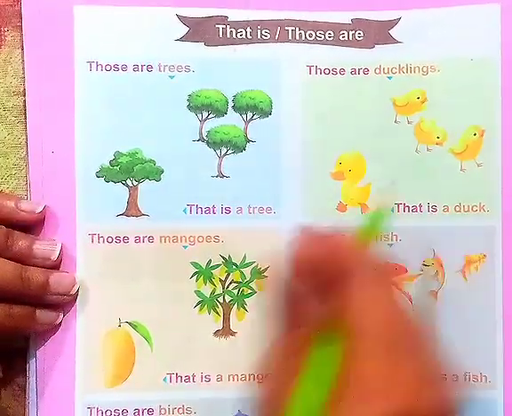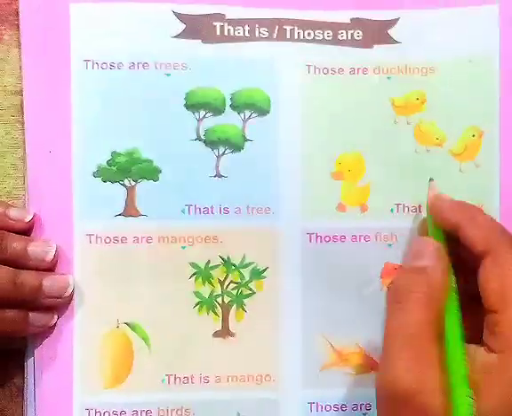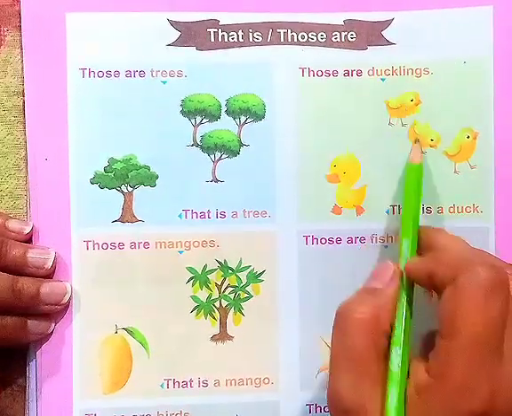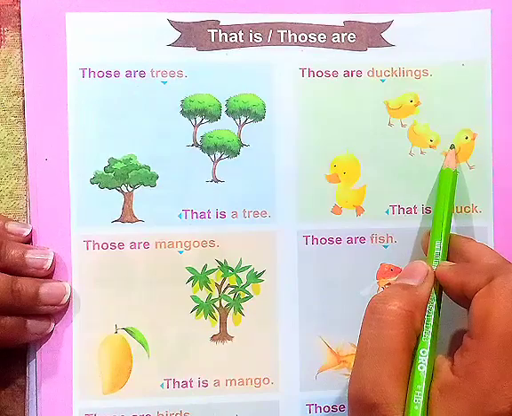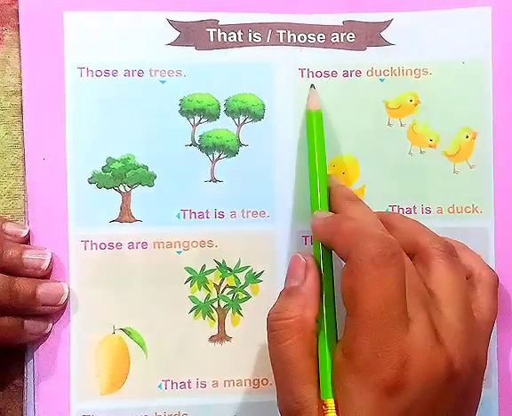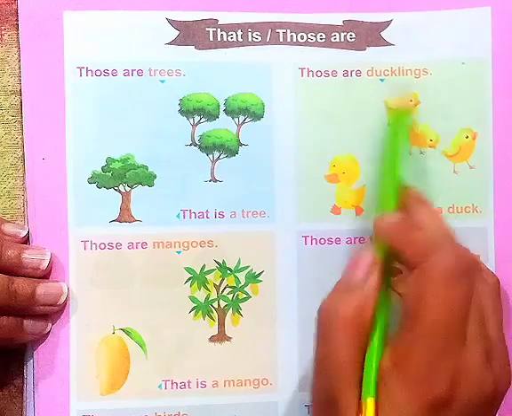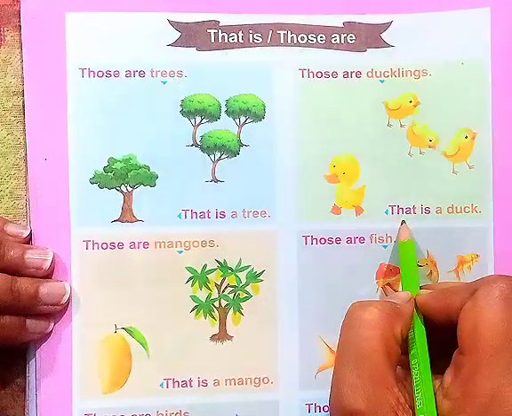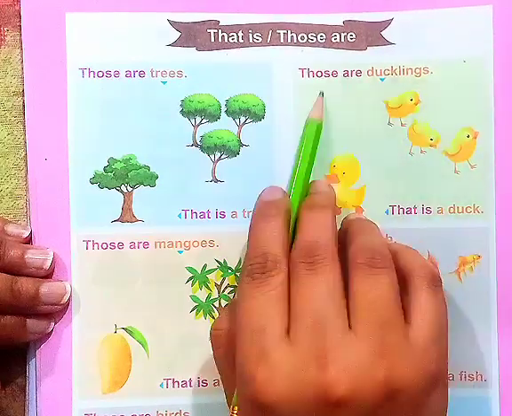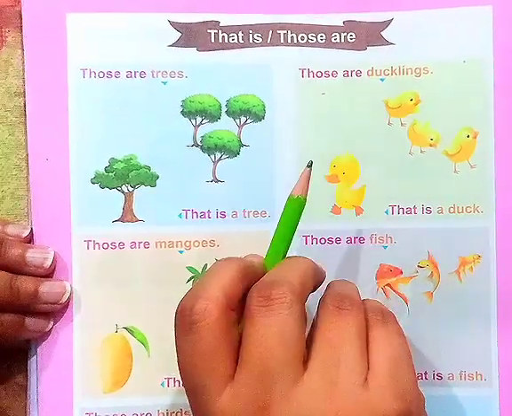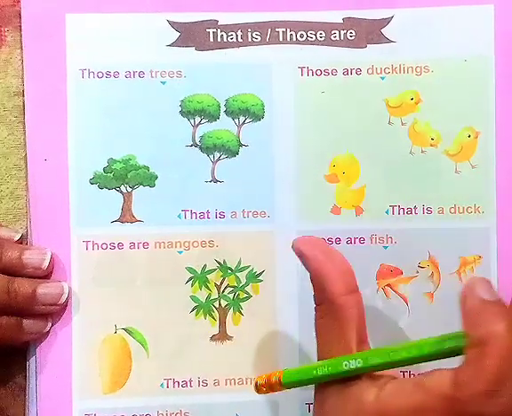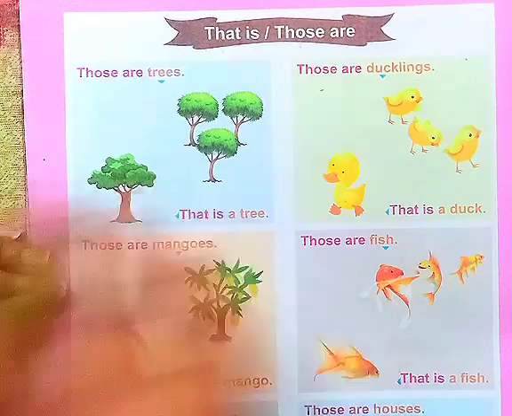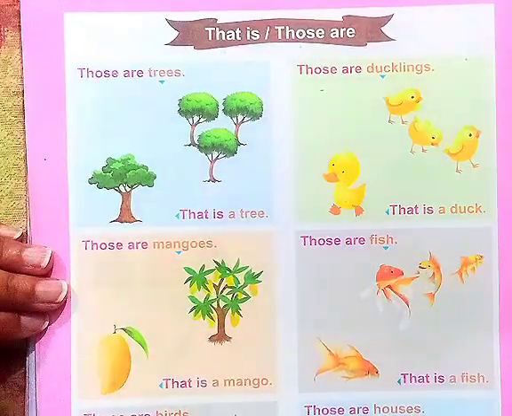Now this is a duck that is far away from me. I'll say that is a duck. Now there are three ducks. Now we will say those are ducklings. Those are ducklings. The word that is used for singular and the word those is used for plural, and also for those things that are far away from us.